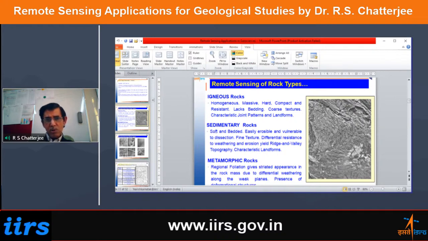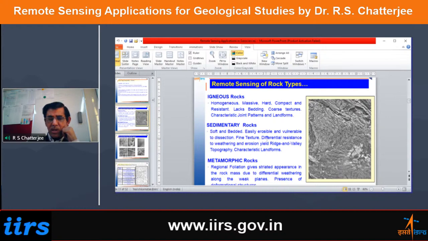So the sedimentary rocks are soft and bedded. The layered appearance is very, very important. They are easily erosible, and very easily dissected, because of weathering and erosion. And so what kind of texture will you find there? The texture will be smooth, so fine texture.